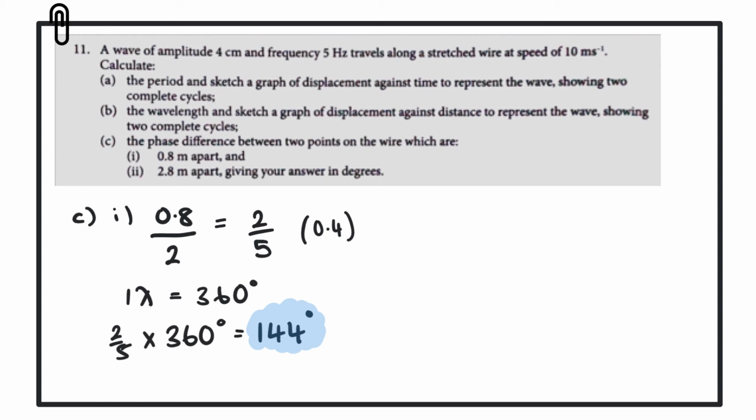Okay, part C of this question. We now have 2 points on the wave which are 2.8 meters apart. So we want to figure out the phase difference between these 2 points. You'll notice that 2.8 meters is greater than the wavelength of this wave, because we know that the wavelength is 2 meters. So I'm just going to break this up in that we have 2 meters and then we also have an extra 0.8 meters on top of that. That's our 2.8 in total.